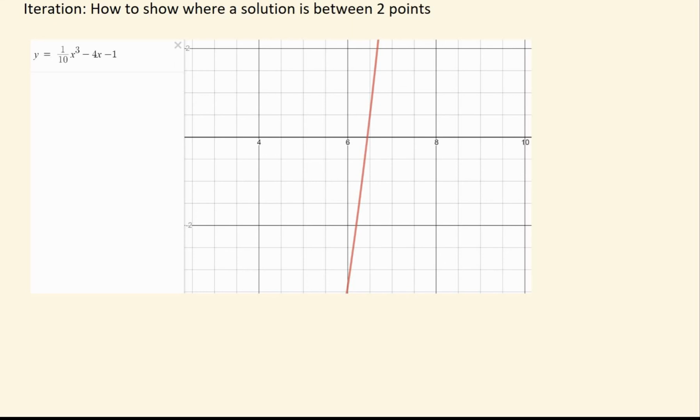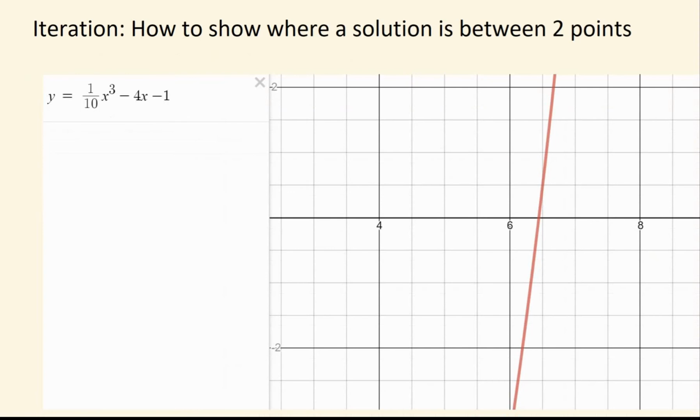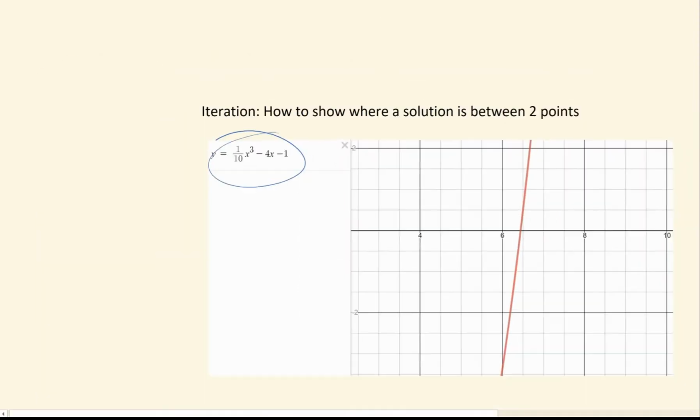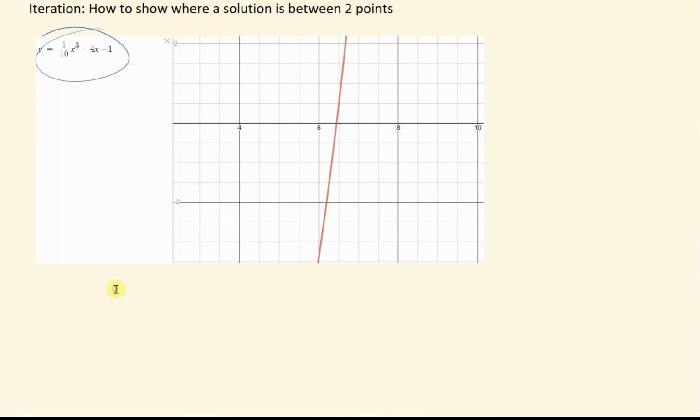Here we're looking at a few more things to do with iteration and also the main style for most exam style questions. So the key thing covered here is how to show there's a solution between 2 points. Typically you're given some sort of an equation and you'll then be told, without a graph, show that there is a solution between 6 and 7. Okay.